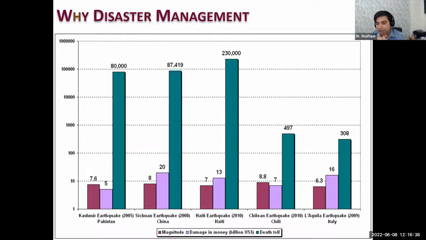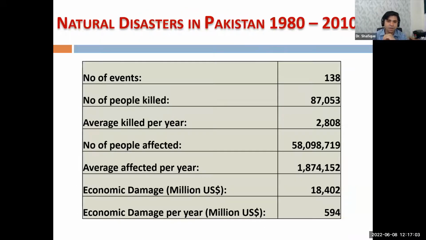Even in Italy, there was an earthquake of 6.2 magnitude. The damage caused was $16 billion, and only 300 people were killed, right? So the impact is quite lower compared to other earthquakes, and that's the reason why you should invest in this. Now, natural disasters in Pakistan, I should not go into those numbers because they are specific to Pakistan.